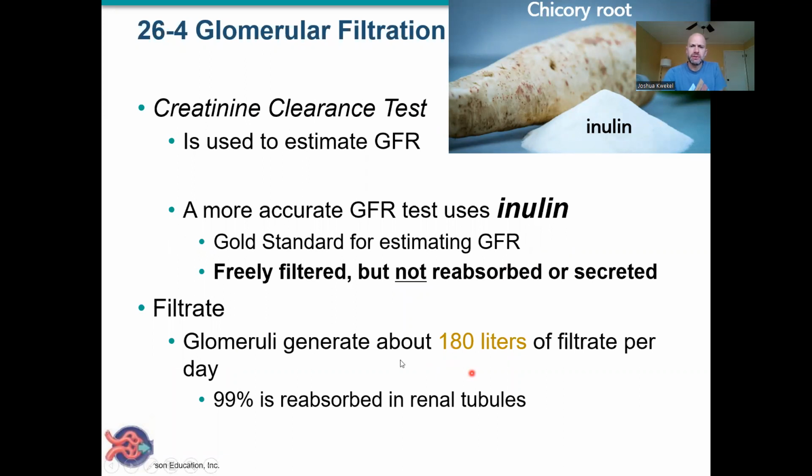So glomeruli can generate about 180 liters of filtrate per day. Of that 180 liters, how many gallons is that? It's like 60 gallons, right? I don't know, I'll do the math. I don't know what liters to gallons is. It's about 2 to 1, right? But that's a lot. That's a lot of fluid. We don't pee that much. Do you pee 180 liters of urine per day?